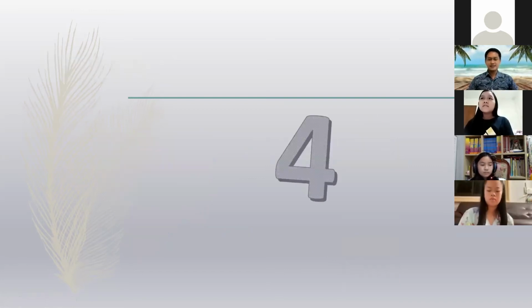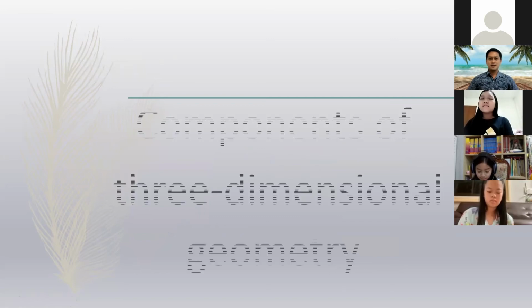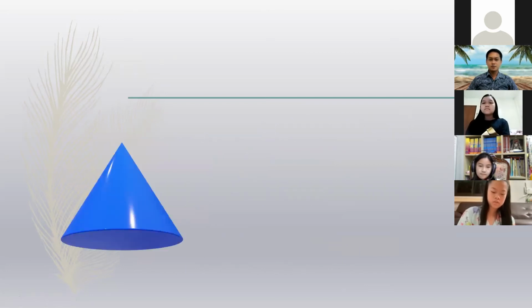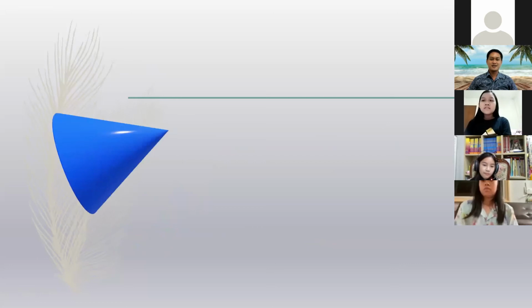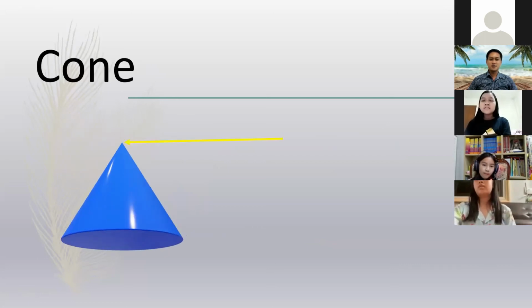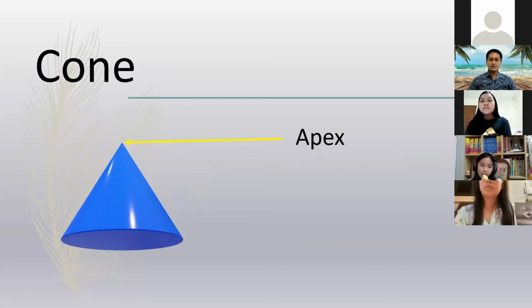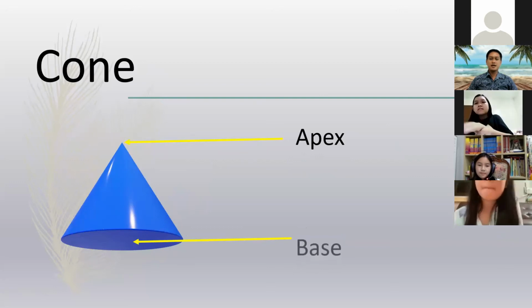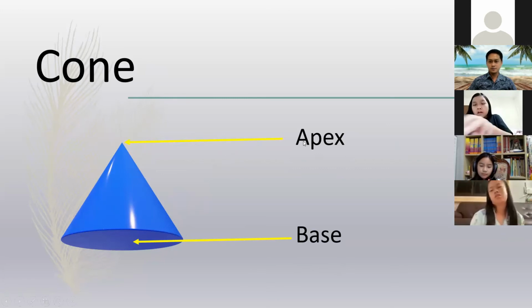Next. Okay, number 4. Here we will study the components of 3-dimensional geometry or their parts. What shape is this again? Cone. So in a cone, we have the apex and the base. These are the parts of a cone.